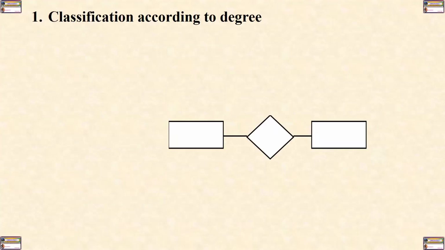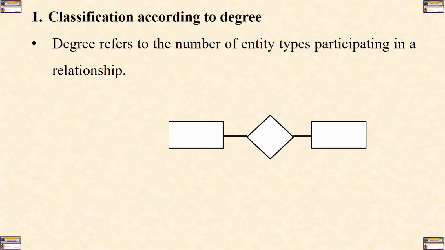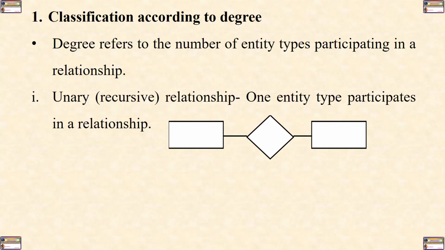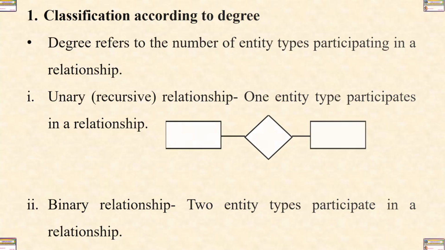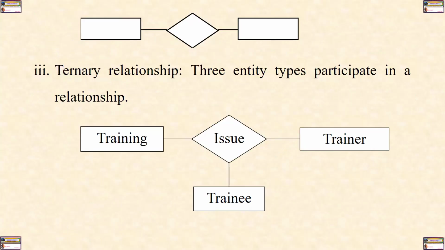So let's look at the classification of relationships according to degree. Degree refers to the number of entity types participating in a relationship. So the first type of degree is the unary, or recursive, relationship. Here, one entity type participates in a relationship. The second type is the binary relationship. In a binary relationship, two entity types participate in a relationship. And the example is there.